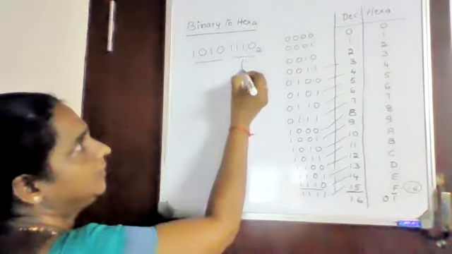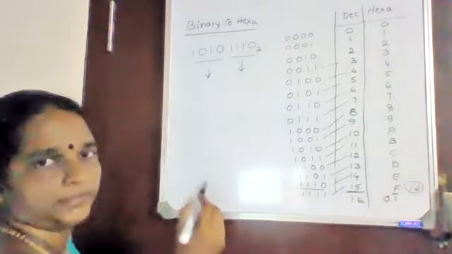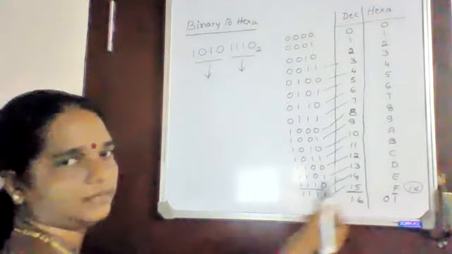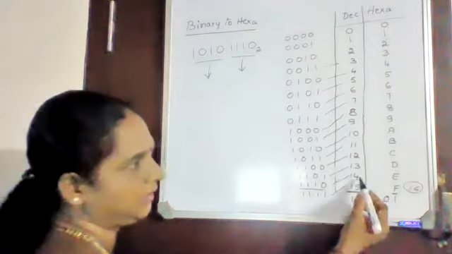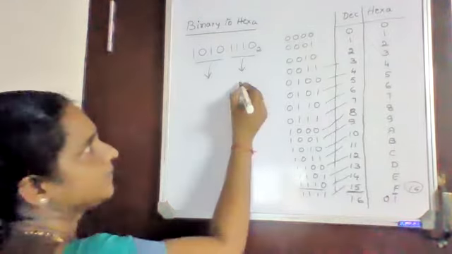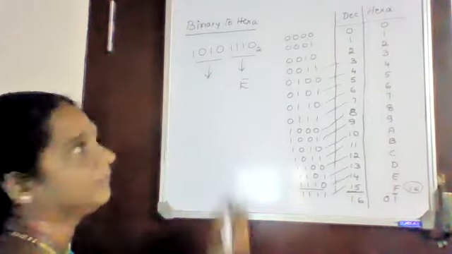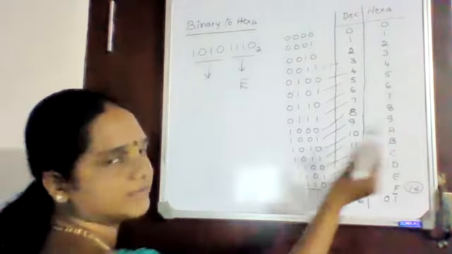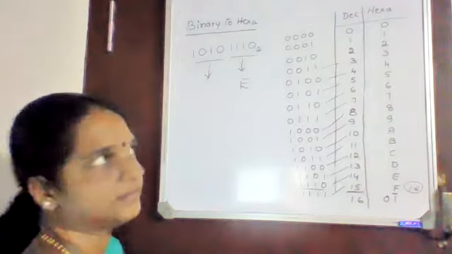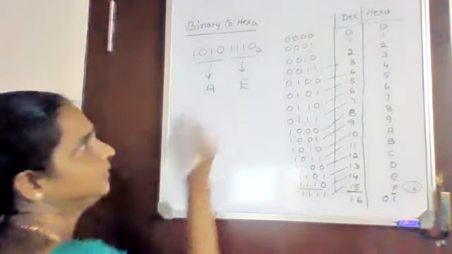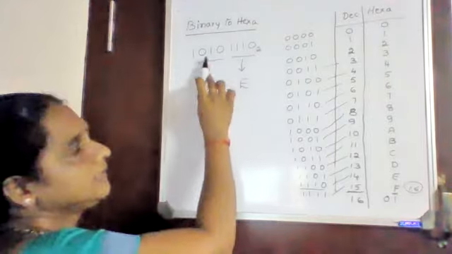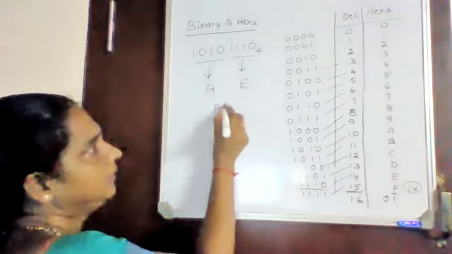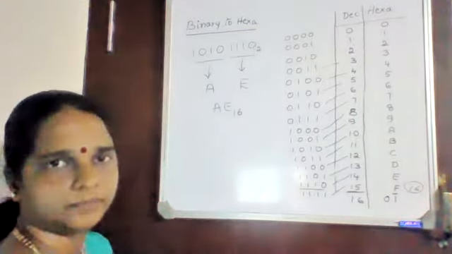Now write the equivalent value for these 4 bits. 1110 is nothing but 14, but you cannot write 14. Write the equivalent value in hexa. It is represented as E in hexa. 1010 is nothing but 10, which is represented as A in hexadecimal. So this is equal to A. Therefore, the value of 1010 1110 is AE, written together, AE base 16 in hexa.